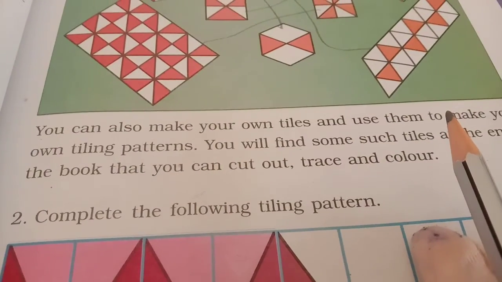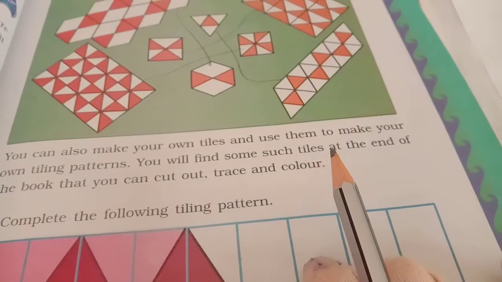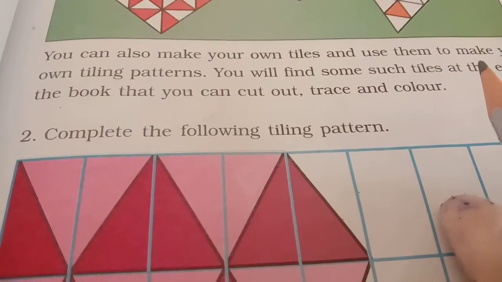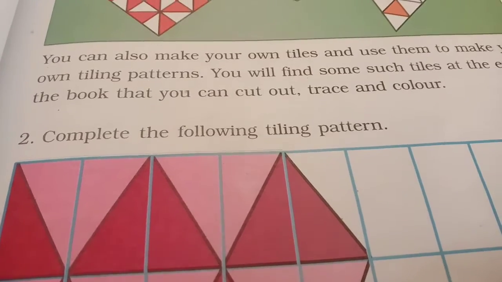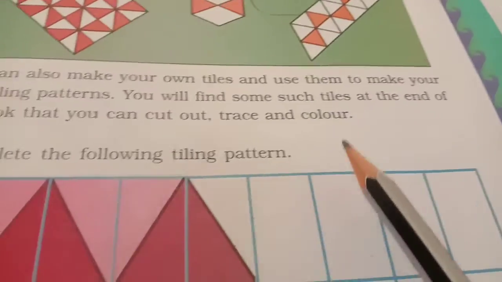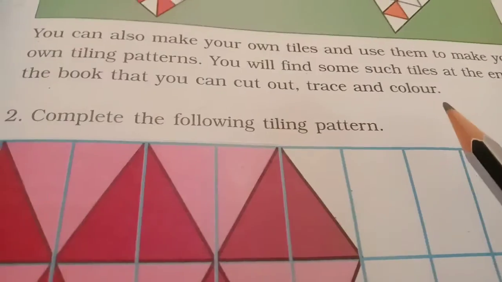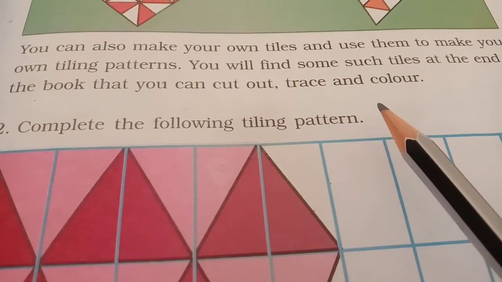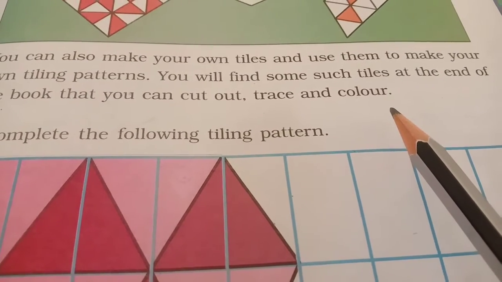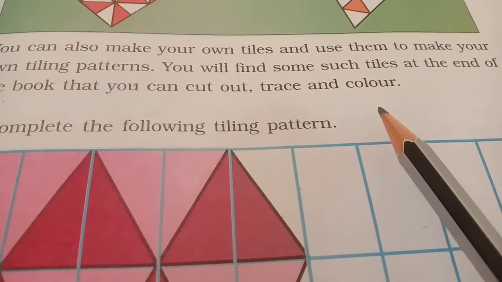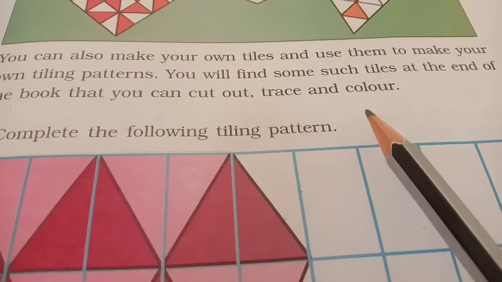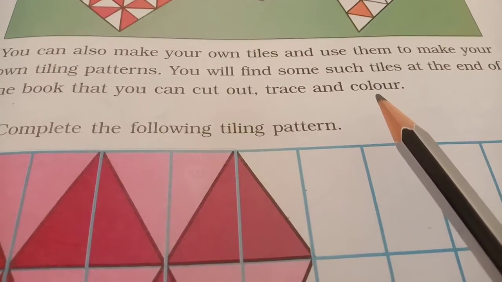You can also make your own tiles and use them to make your own tiling patterns. If you want, you can make these different types of designs. You will find some such tiles at the end of the book that you can cut out, trace and color. In the last page of the book some tile designs are given, so you cut them out, trace them, and color them with whatever colors you like.